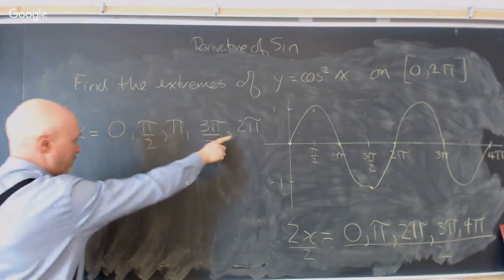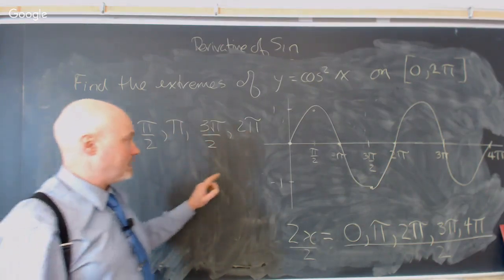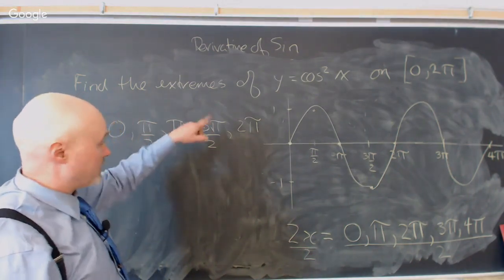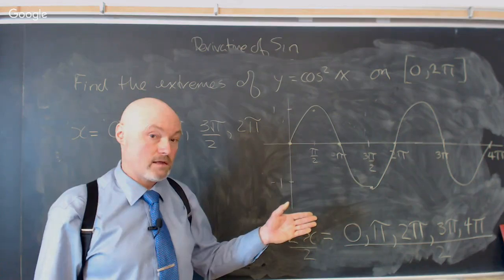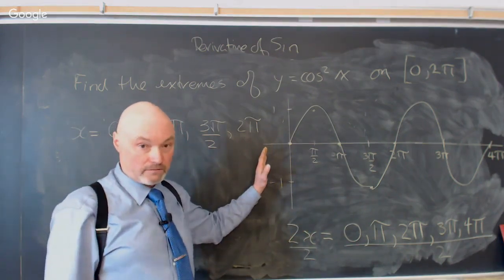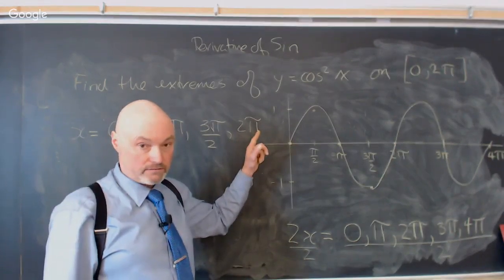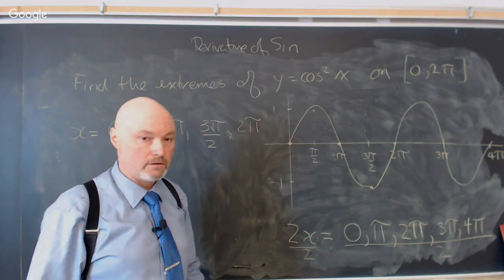I even have my boundary points here. To really finish this question off, I'd need to plug in all of these into my original function, but I'm not going to do it for now, okay? This is where all those extreme values happen in cos squared x. I just have to find the y coordinates where the extreme values happen.